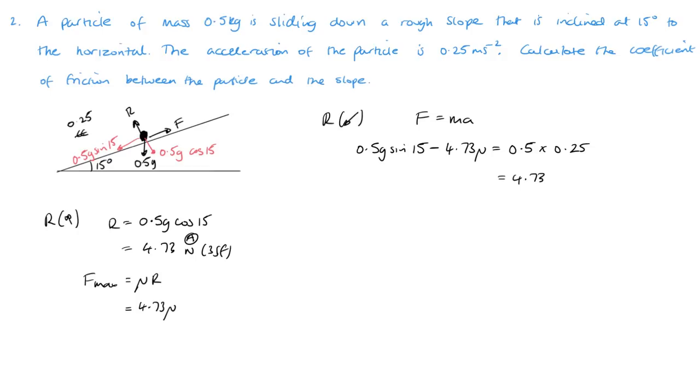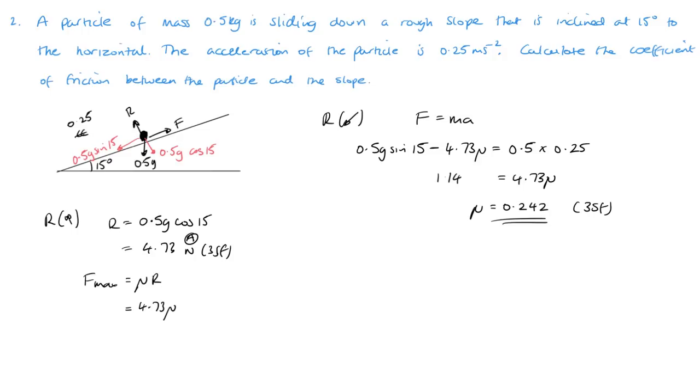So 4.73 mu is going to be equal to 0.5 times 9.8 times sine 15 minus 0.5 times 0.25. And that's going to be 1.14. Divide that by, we store this as A, and we get that mu is 0.242 to 3 significant figures there.